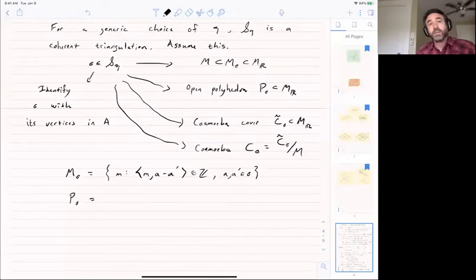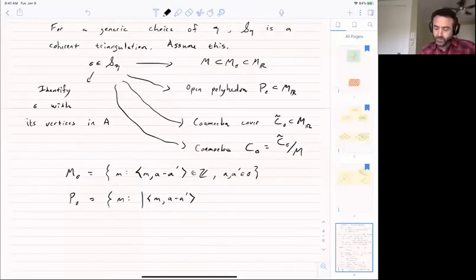P sigma is going to be, looks a little awkward at first, but get used to it. Here, I'm going to take the absolute value of the pairing, and I'm going to let it be less than or equal to 1/2. And again, this is for all a prime. I guess I want the open polyhedra, so I'll make this strictly less than 1/2.